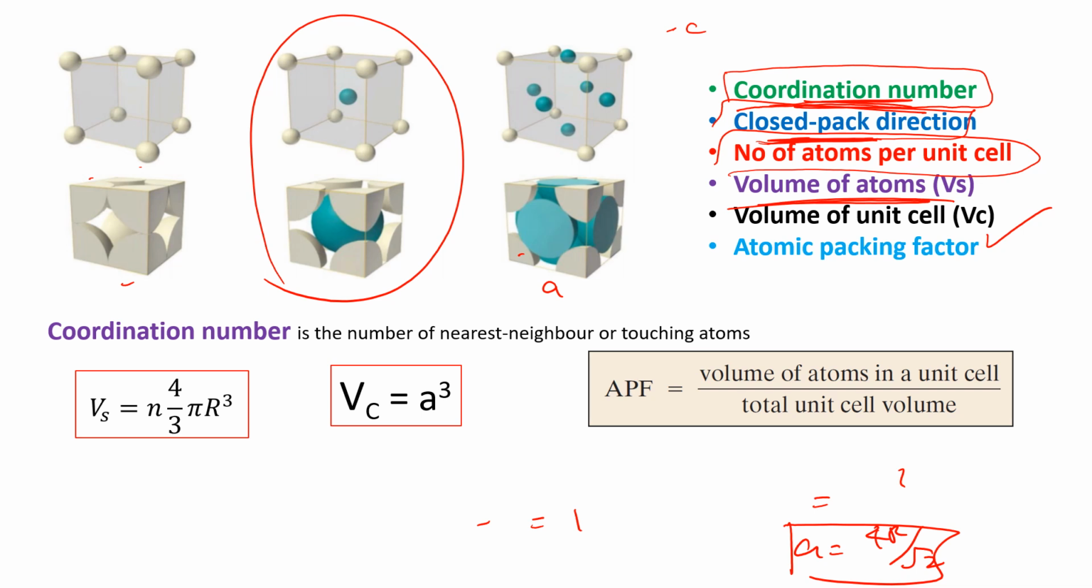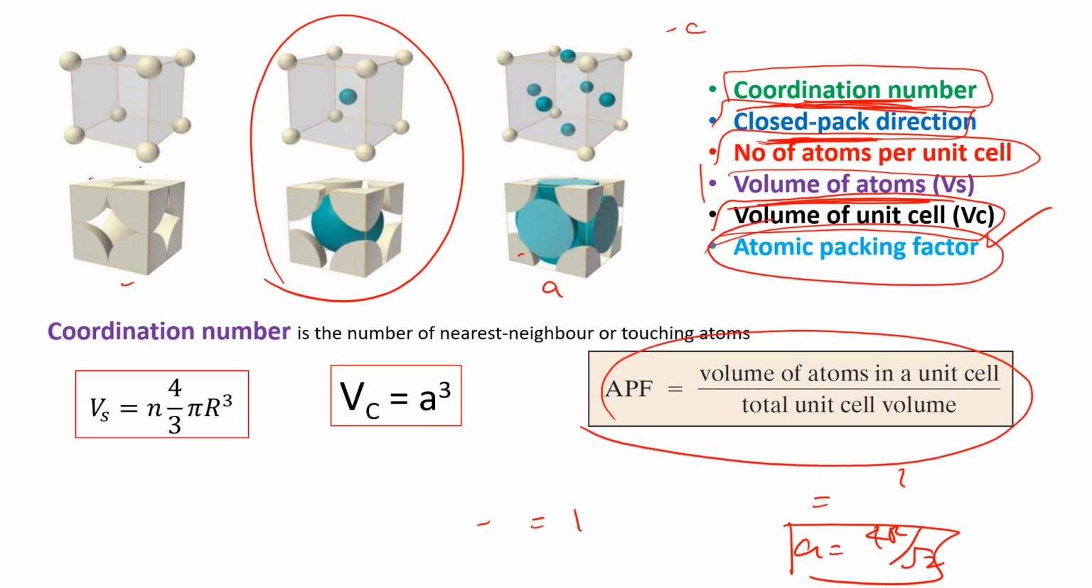Just remembering something. Okay. So volume of unit cell, volume of atoms. Atomic packing factor means what? The meaning of atomic packing factor is volume of atoms in the unit cell divided by the total volume. That means Vs divided by Vc gives you the atomic packing factor. Am I right? So atomic packing factor says how closely, how densely the unit cell is packed.